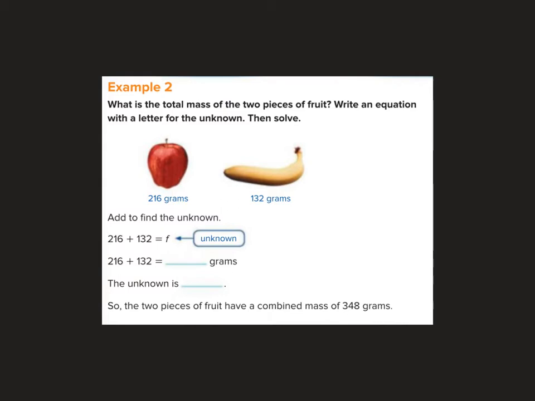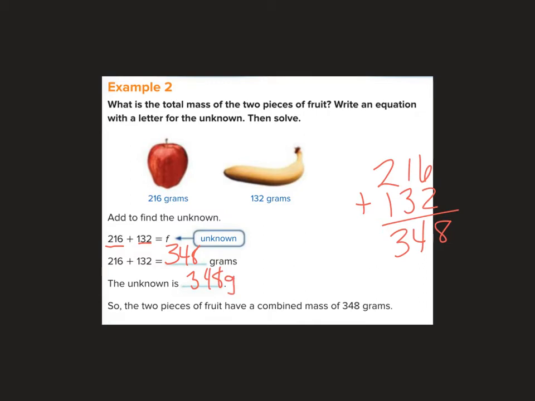What is the total mass of the 2 pieces of fruit? Write an equation with the letter for the unknown, then solve. So here's our equation. I'm going to take the mass of the apple and add it to the mass of the banana. So now I need to just find 216 plus 132 equals 348. So 348 grams is the mass of the apple and the banana together. So the unknown is 348 grams. Okay.